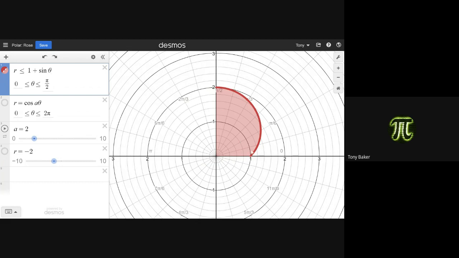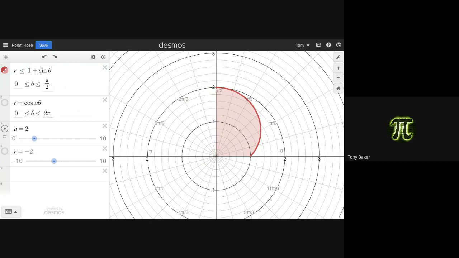Let's go around this and let's see what's happening. So at 0 degrees, or 0 radians, what's sine? Sine is 0, right? So 1 plus 0 is 1. And that gives me that point right there. Okay? So that's this point, like right here.